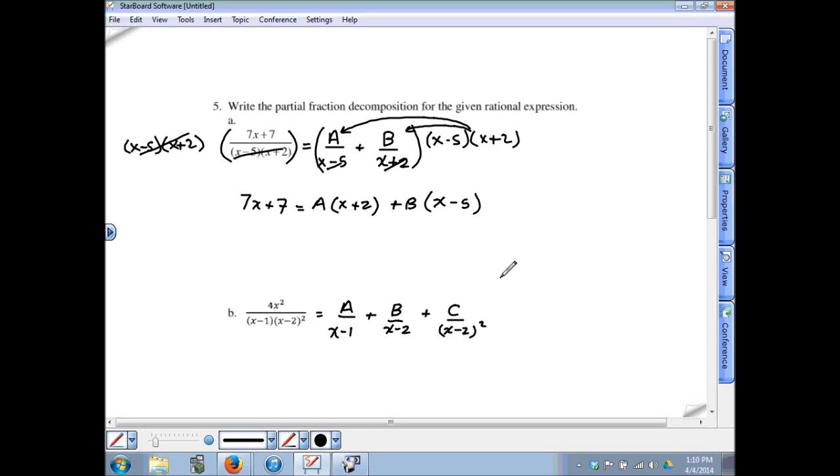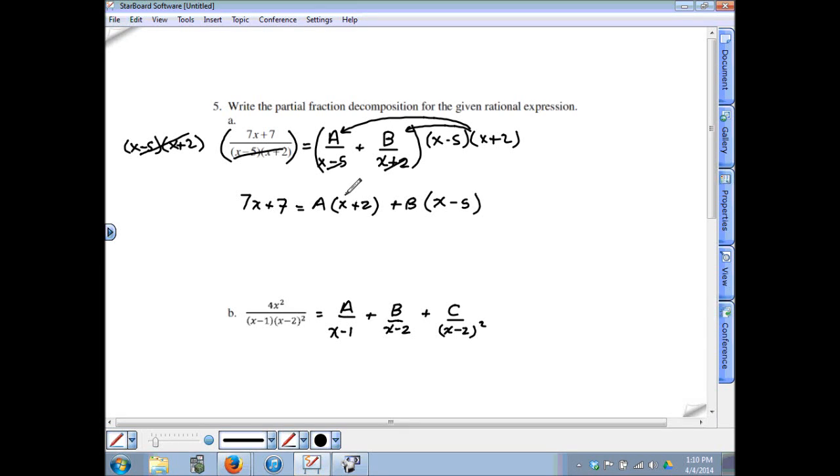x minus 5. Now you have to keep in mind what it is we're solving for. We're not solving for x, we're solving for the values of A and B. So it doesn't really matter what x equals. We can let x now equal whatever we want. The way this was presented in the discussion was to choose convenient values of x that would make either this A term disappear or this B term disappear.